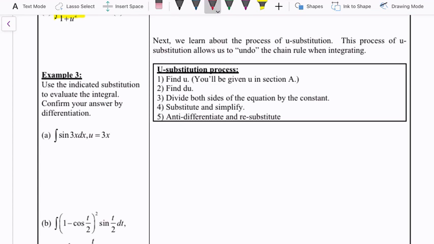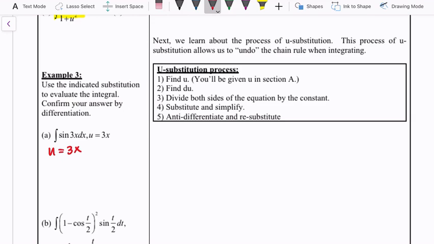Let's look at A. In A, we are finding the antiderivative of sine of 3x dx, and we're going to let U be 3x. With this u equals 3x, I can already tell that that's going to be my u. So the u is always going to be the inside function.